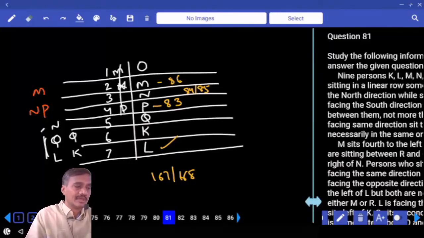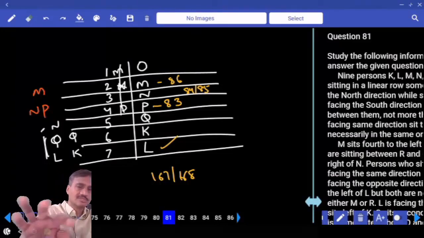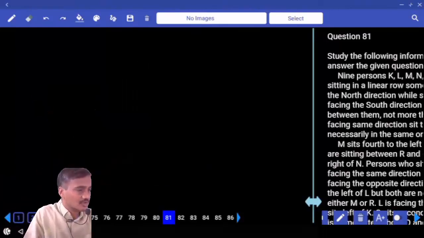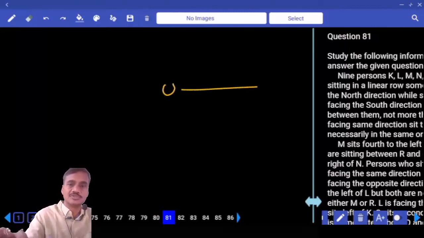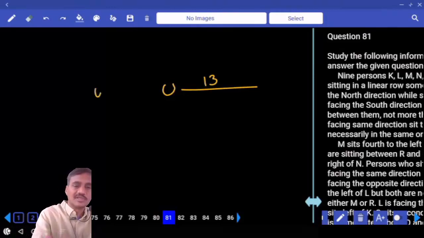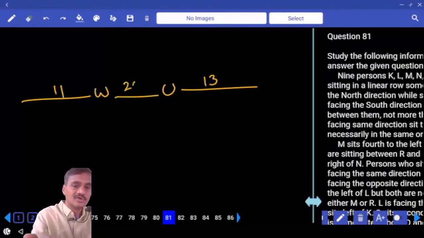Then coming to 98 to 100. In this 98 to 100, they are individual type of questions. In 98, it is based on row arrangement, that is ranking type. In a row of students, U is 14th from the right. How many persons are there to the right hand side of U? 13. At the same time, W is 12th from the left. To the left hand side of W, how many persons? 12th from the left means 11 persons. And there are 20 persons in between these two. Now tell me how many possibilities are there in this?